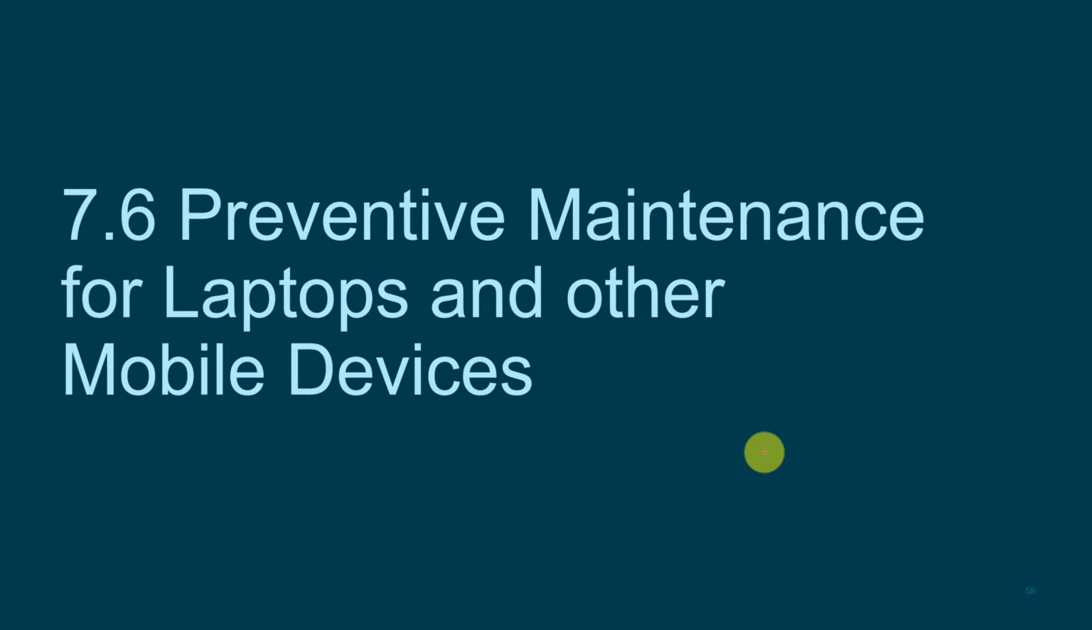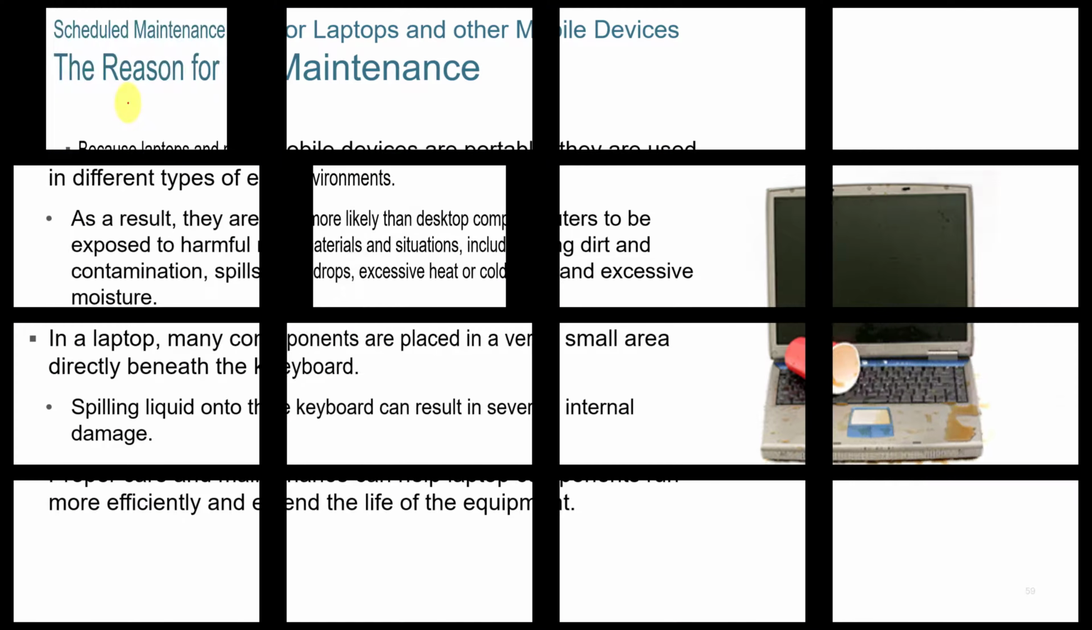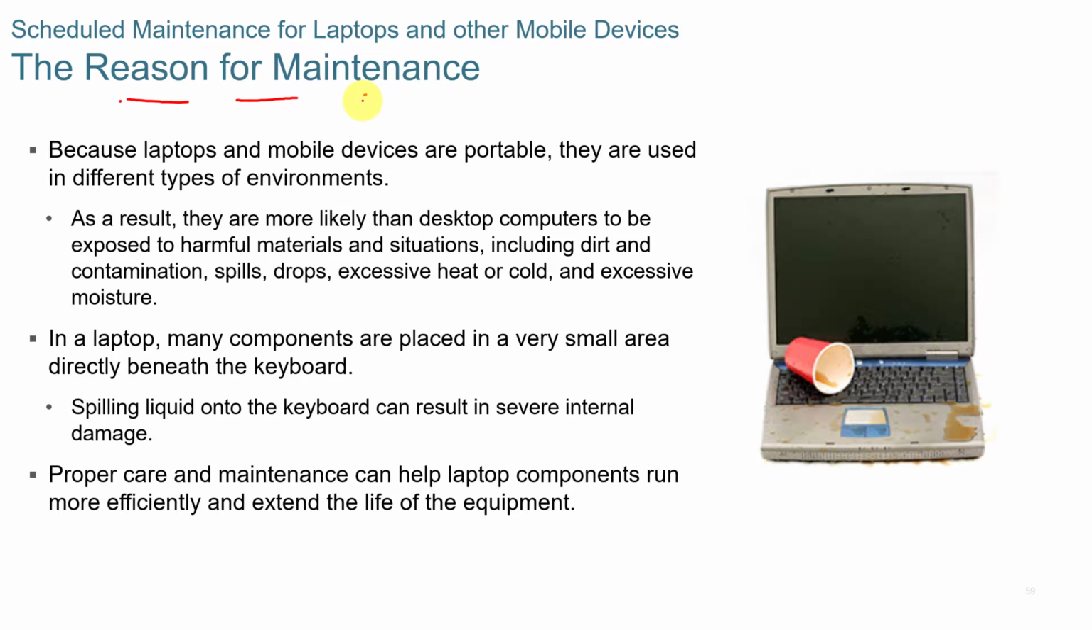Preventative maintenance for laptops and other mobile devices. There's a reason for maintenance, and mobile devices have more risk. There's usually people eating around them, and as you see in the image there, someone has spilled some kind of liquid, probably coffee. Hopefully that's just coffee that they've spilled on there, and hopefully it doesn't have sugar in it. Because laptops and mobile devices are portable, they are used in different types of environments and are more prone to have accidents and things spilled on them, and they're at greater risk.